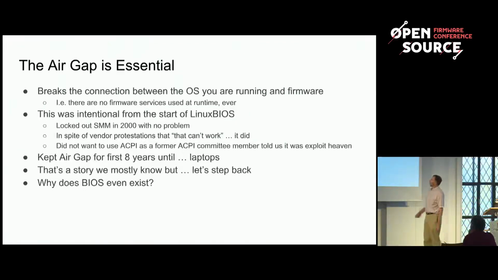And that was the model from Linux BIOS, right? We locked out SMM. We heard a lot of stuff about it was impossible to create a server platform that didn't have SMM. Linux Network shipped well over 100,000 nodes with no SMM. They worked fine. So, in 2000, the plan was no SMM and actually no ACPI because we knew a guy from AMD who had resigned from the ACPI committee because he told us it was just exploit heaven and he didn't want anything to do with it. We're not sure what to do about ACPI, but oh well.